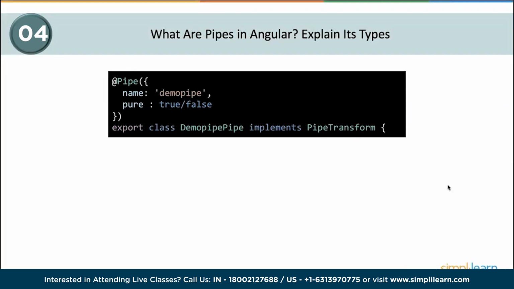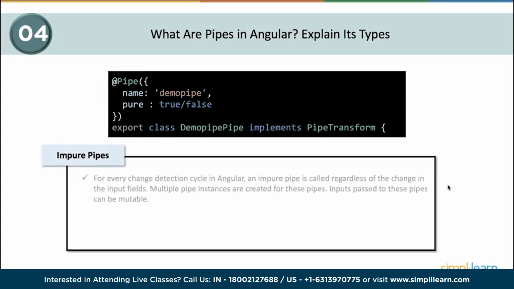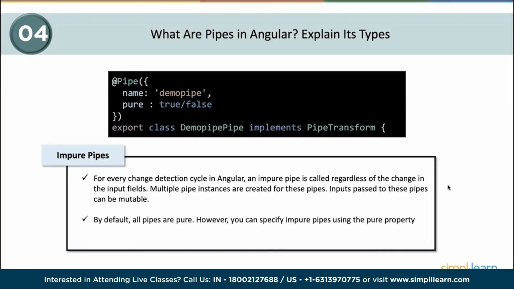We have defined the pipe, with the value true or false for pure, giving the class by implementing PipeTransform. You can see here the impure pipes are called for every change detection that happens in Angular. Are we clear? It regards changes in the input fields. They will be called every time, so multiple pipe instances are created for these pipes. Inputs passed to these pipes can be mutable. By default, all pipes are pure. Only if you want to make it impure, you say pure colon true or pure colon false.